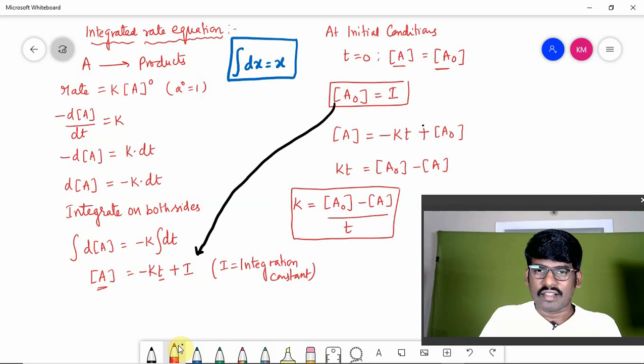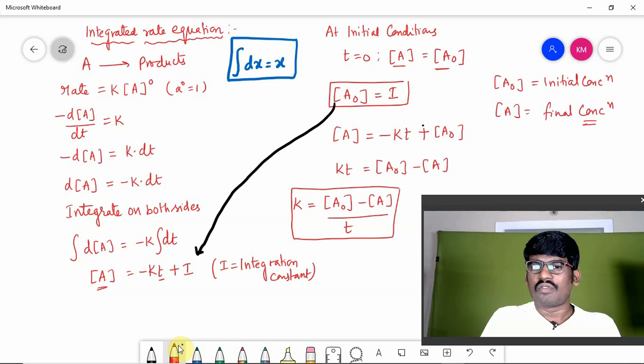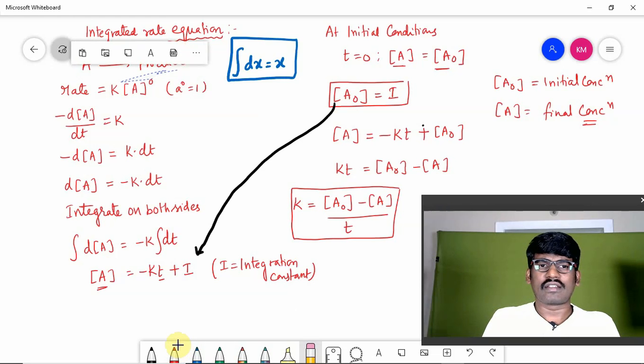Hope you understand that. That is K is equal to A naught minus A upon T, where A naught stands for initial concentration and A stands for final concentration. Keep a pause and you can check it, or else you can take a screenshot and check the derivation. You can make a note on it also. You have to practice it. If you practice it a number of times, you can remember it for a longer time, right?